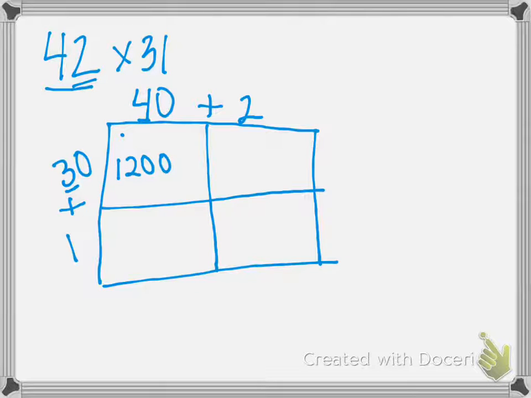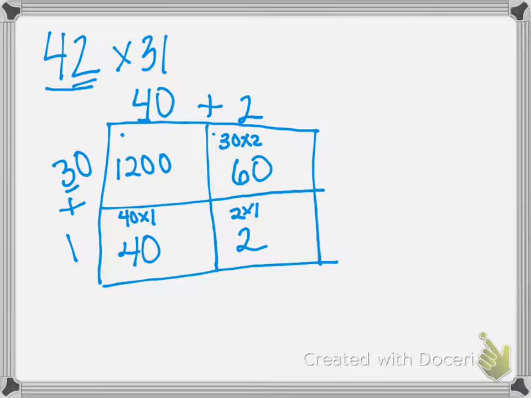This square right here is going to be 30 times 2, right above it, to the left of it. 3 times 2 is 6, so we get 60. This square right here is going to be 40 times 1, because the 40 is right above it, the 1 is to the left of it, and of course we get 40 with that. And then the final square is 2 times 1, because the 2 is right above it, and the 1 is to the left of it, so we get 2.